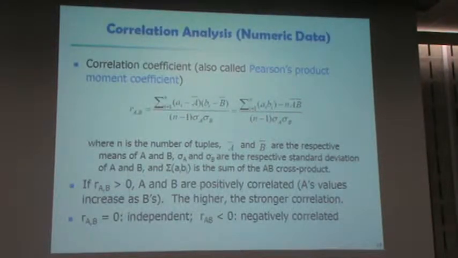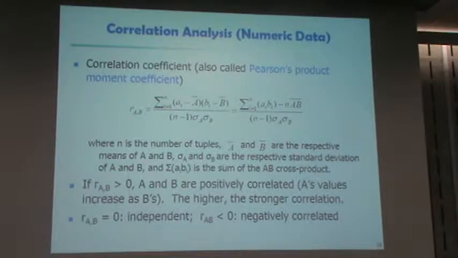Okay, the next one is the other way to decide whether the two attributes are related or not. That is correlation, the numerical data. I think that you may see this kind of equation in statistics.